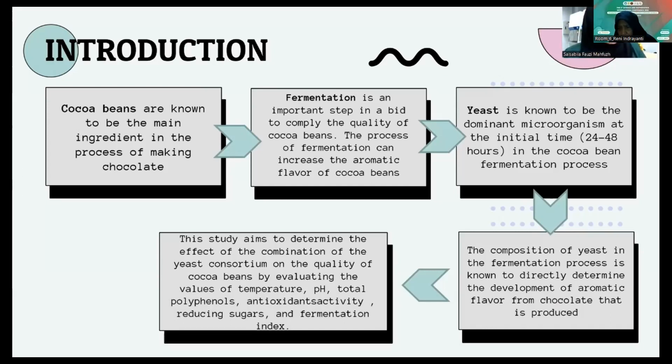The use of starter cultures in cocoa fermentations has been carried out since the middle of the 20th century. Since then, different microbial species have been proposed as candidate starter culture strains, especially yeast species. Based on this background, the study aims to determine the effect of combinations of the yeast consortium on the quality of the cocoa beans by evaluating values of the temperature, pH, total polyphenol, antioxidant activity, reducing sugars, and the fermentation index.